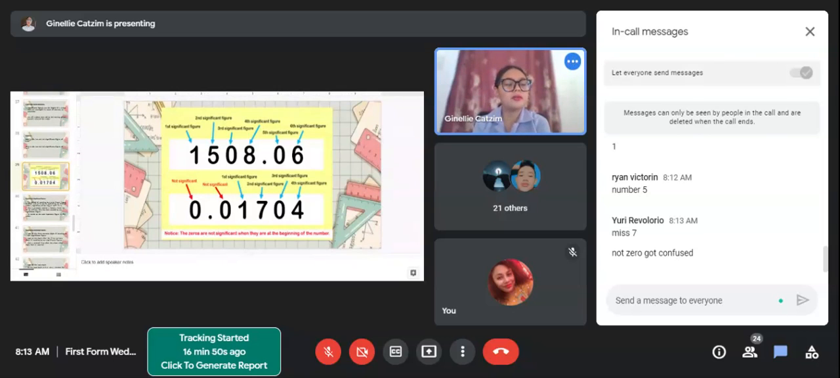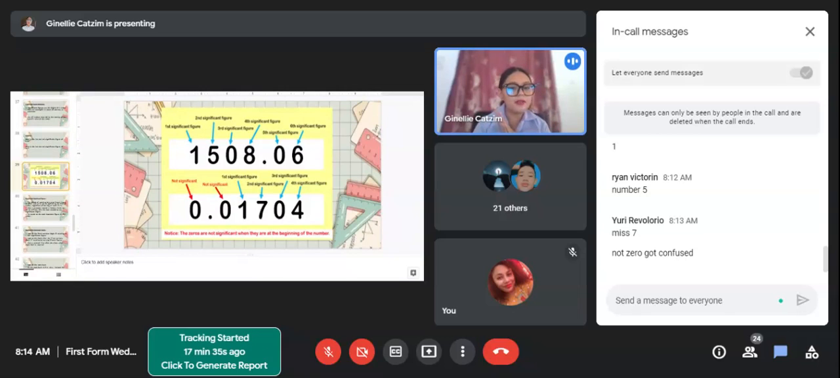So we have a number here, 1508.06, right? We see that 1 is the first significant figure, 5 is the second significant figure, 0 is the third significant figure, 8 is the fourth significant figure. Then we have the next 0 after the decimal, it's the fifth significant figure, and we have 6 being the sixth significant figure. So now, in the example to the bottom, we notice that we start counting a significant figure after the zeros, right?